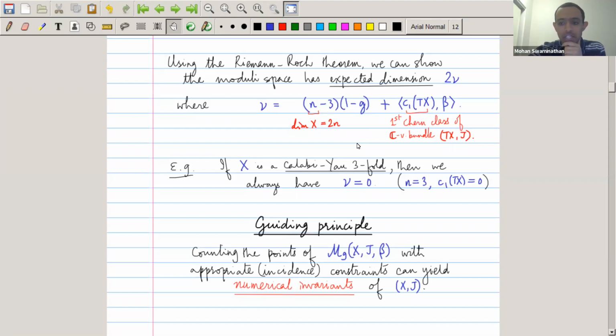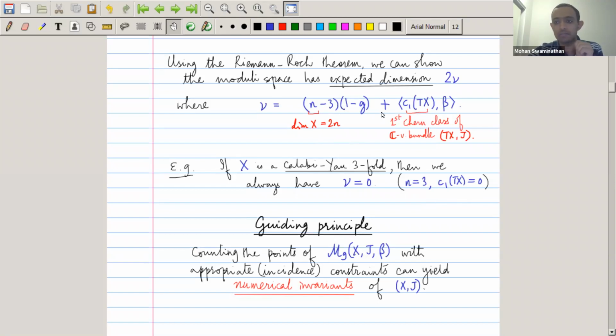And the other term is just a Riemann-Roch term, n times (1 minus g) plus c1 of TX paired with beta. Okay. So an immediate example that is of interest is suppose X is a Calabi-Yau threefold. So this is to say it's a three-dimensional complex projective variety with the canonical bundle being trivial. So in particular, n is 3 and c1 of TX is 0. So then you can just plug in this stuff into this formula and see that nu is always 0.